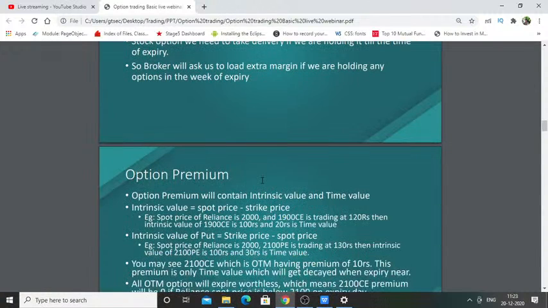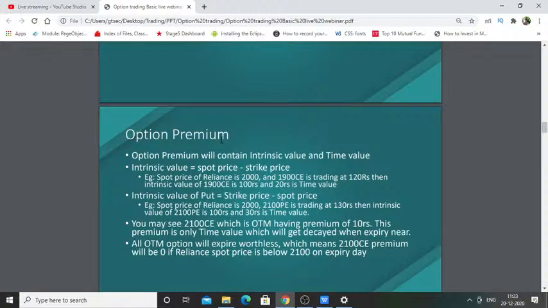Okay, so option premium. You might wonder on what basis the option premiums are calculated. Option premiums are calculated based on many factors, like how many days are available for expiry, or based on the volatility of a particular stock.